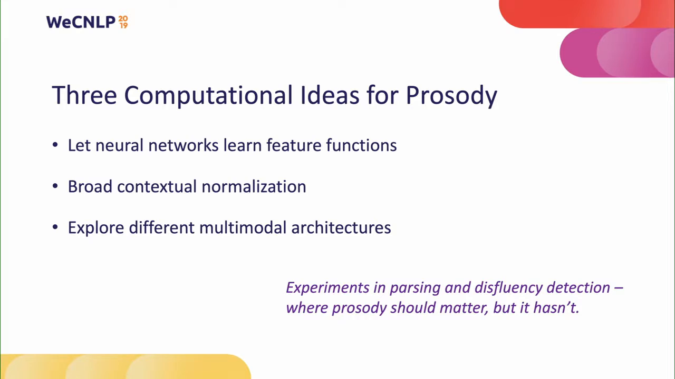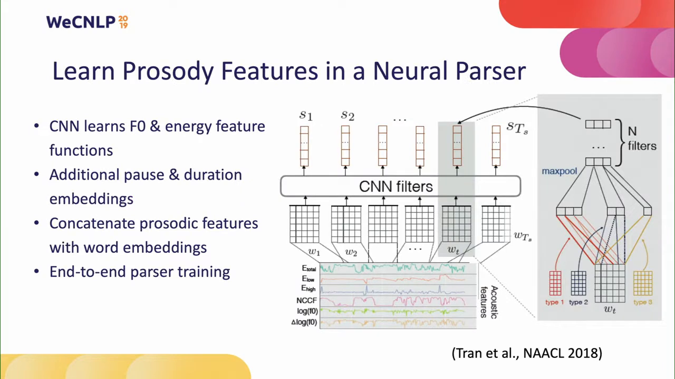Okay, so the experiments that I'm going to talk about are going to be in parsing and disfluency detection, because these are areas where we know prosody should matter. There are linguistic studies. Disfluency is a prosodic disruption. And yet, in the last few years, with these really good neural network parsers and disfluency detectors, prosody doesn't help anymore. And so I wanted to see, in those situations, can I get it to help? All right. So let's start with a parser.